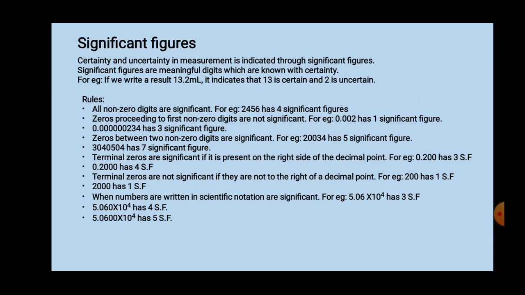Significant figures. Now what is the meaning of significant figures? Certainty and uncertainty in measurement is indicated through significant figures. That means significant figures are meaningful digits which are known with certainty. Suppose, imagine that I have a measurement of water. Here I have given the example as 13.2 milliliter. Okay, I measure water as 13.2 milliliter.